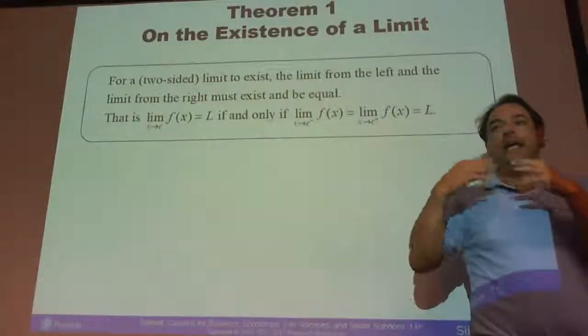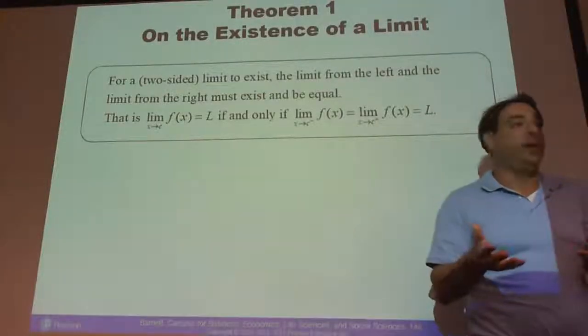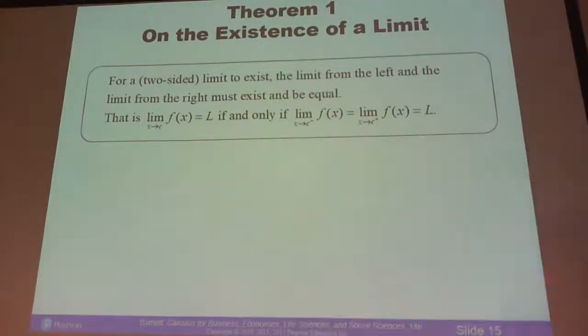And so for a two-sided limit that exists, the limit from the left and the limit from the right must be equal. So if you want it to work, what's coming from the left and what's coming from the right has to equal the same number. If they don't equal the same number, something's going on. You've got something fishy going on. Okay, and that's what's happening here.